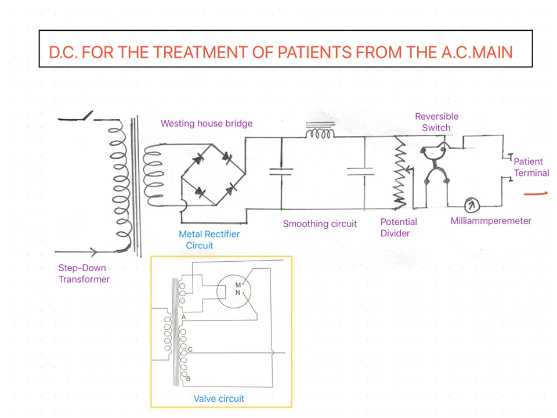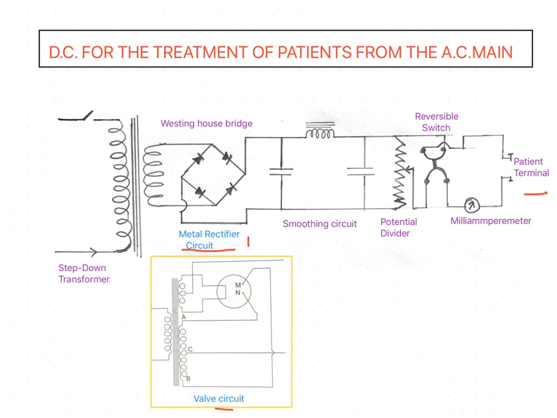So the apparatus for obtaining direct current for the treatment of patients may incorporate either a metal rectifier, so here this one is the metal rectifier circuit, or a valve circuit we can use. The metal rectifier is satisfactory whenever low voltage is required, but the valve circuit is used when the circuit forms part of a combined treatment unit in which these valves are used for the protection of other currents. For these two uses, these circuits can be modified.